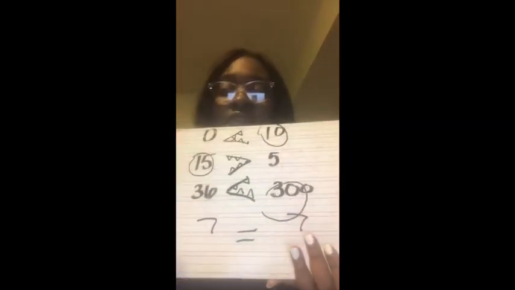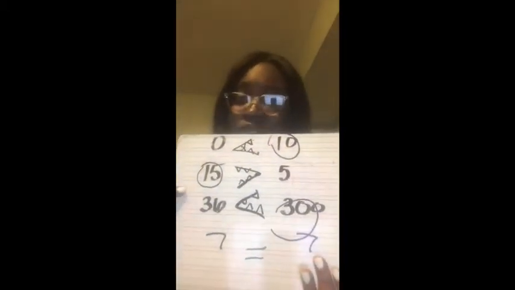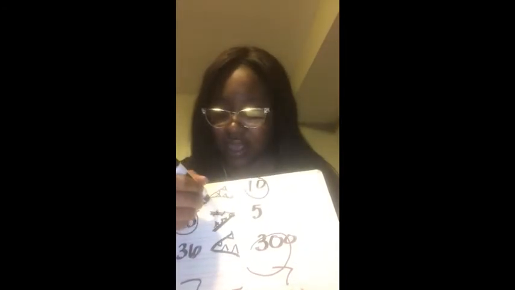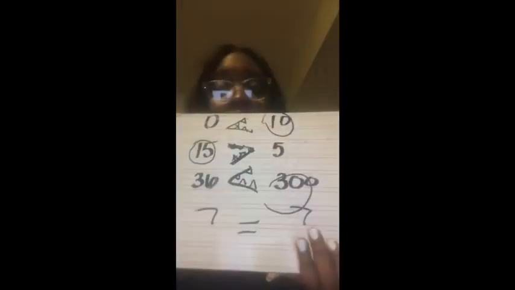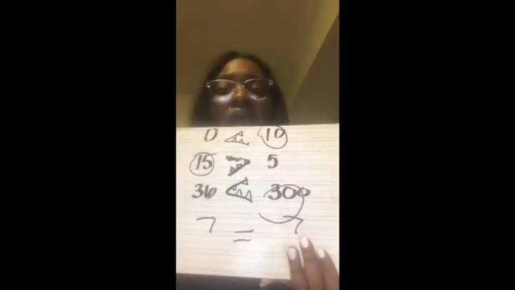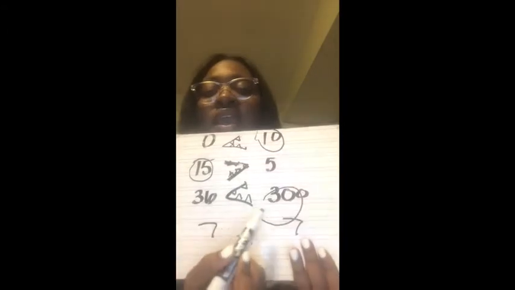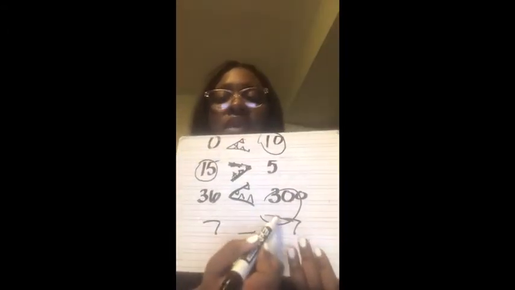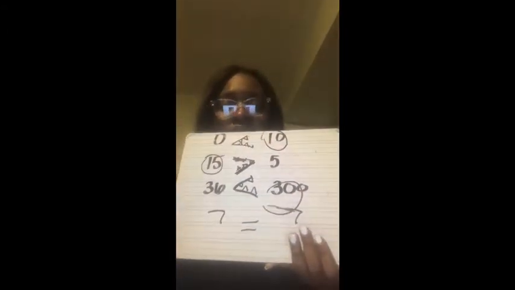Look at 15 and 5. It wants 15. I'd rather have 15 cookies than 5 cookies, wouldn't you? So we draw our greater than symbol with our teeth right in there. Alright, 36 to 300. I'd rather have 300 cookies than 36 cookies, and so will our alligator. So guess what? He is going for this big number right here using his mouth. Alrighty.